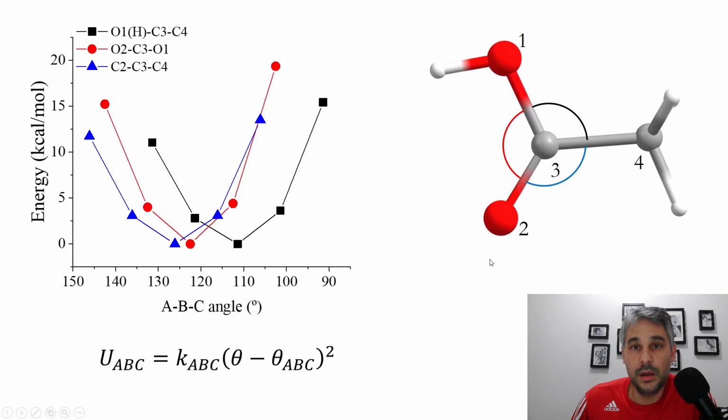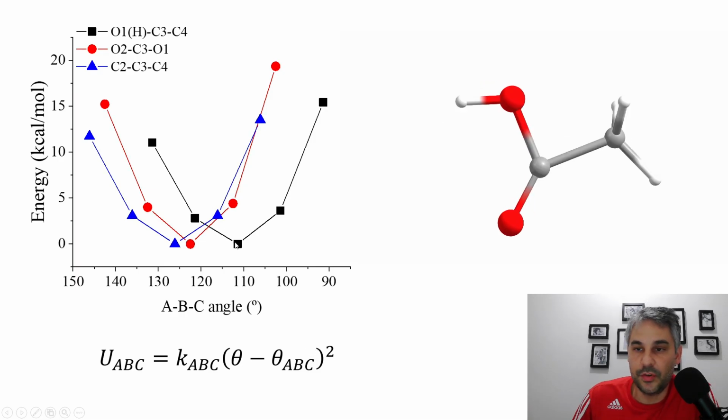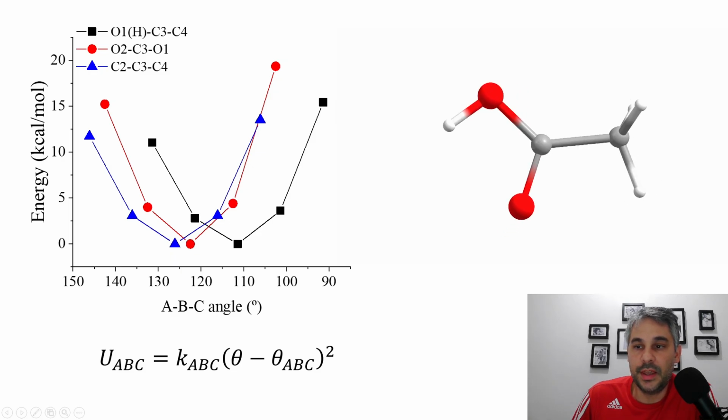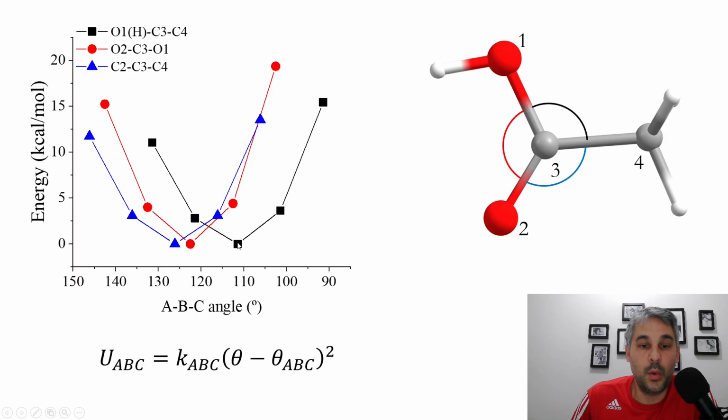It's 1.5 angstrom. If we go to the angles, we also can see a more or less quadratic behavior. The lines are not fits, they are just to help see the connection between the points. And basically we could fit the central 3 points with a quadratic equation. This is going to be a force constant for the angle ABC, and theta is the angle, and theta ABC is going to be the equilibrium minimum energy angle. You can see here that for the oxygen 1, carbon 3, carbon 4 angle, this is around 110 degrees, but for the other angles it's slightly larger.